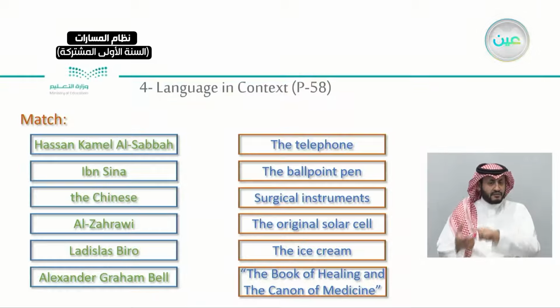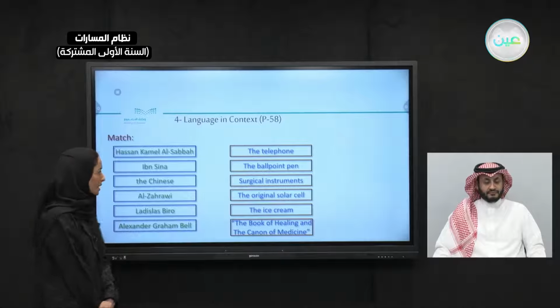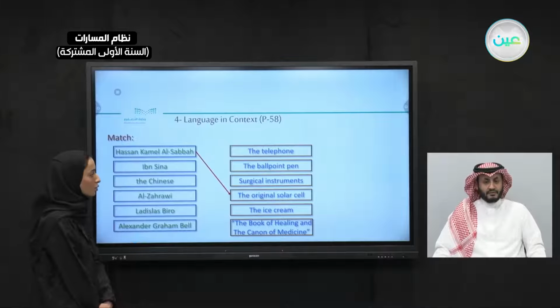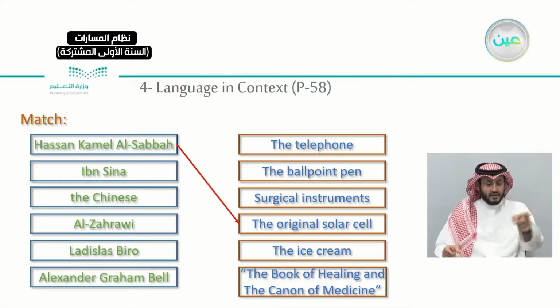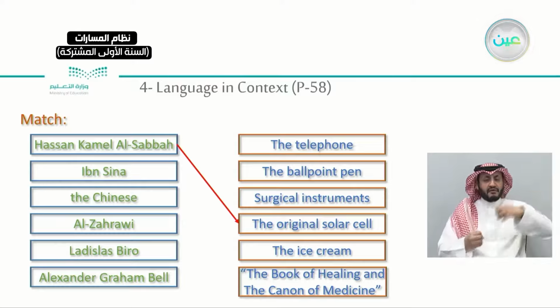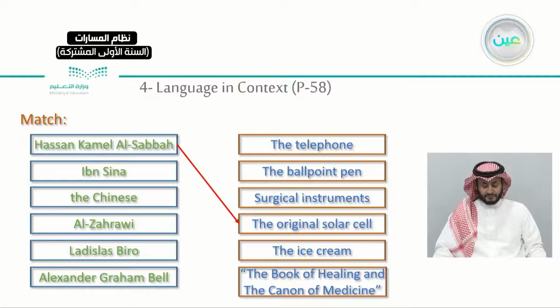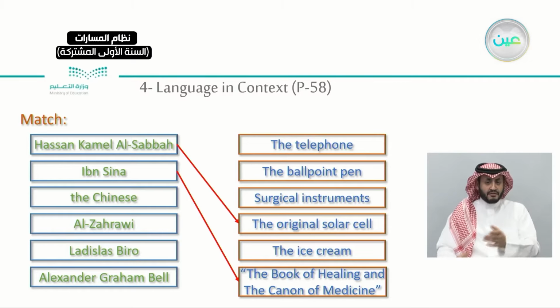Hassan Kamel Al-Sabbah. If you want to do your own research, you can. Hassan Kamel Al-Sabbah was responsible for the original solar cell. It's a kind of cell that uses solar power to produce energy, maybe light, charging your phone, or any other thing. How about Ibn Sina? I guess you are all familiar with Ibn Sina. He is a Muslim, and he authored the Book of Healing and the Canon of Medicine. So he was a doctor, a physician, and he wrote that book. He was the author of that book.